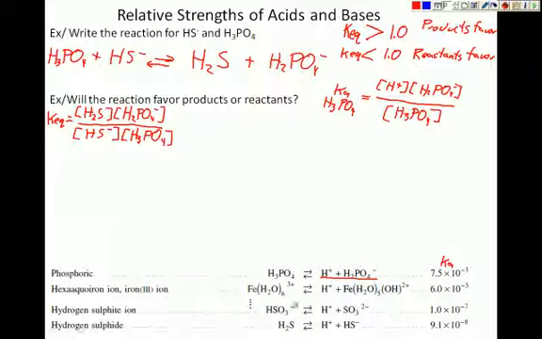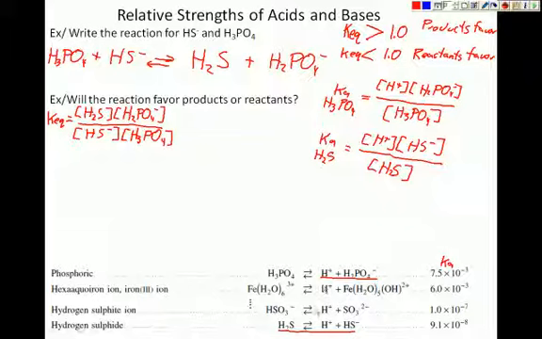Now I'm also going to write down the same thing for this Ka value. So again, I'm going to write another Ka, but this time it's for H2S. And we see here this is also H plus, and this is HS minus, divided by our reactant, which is H2S.